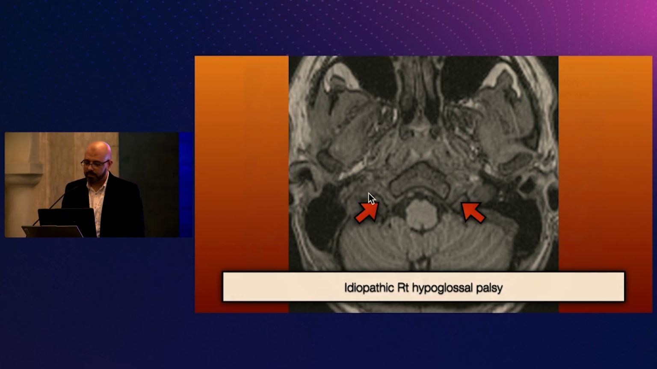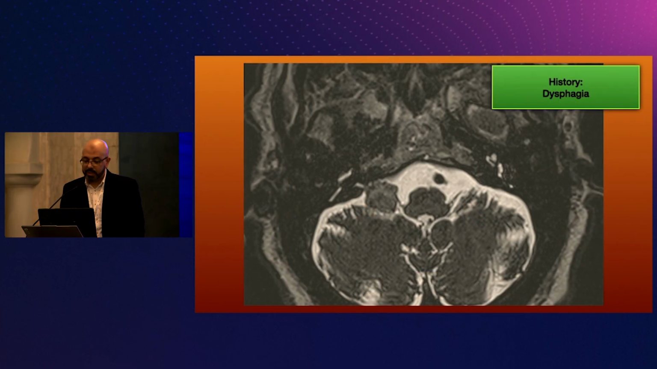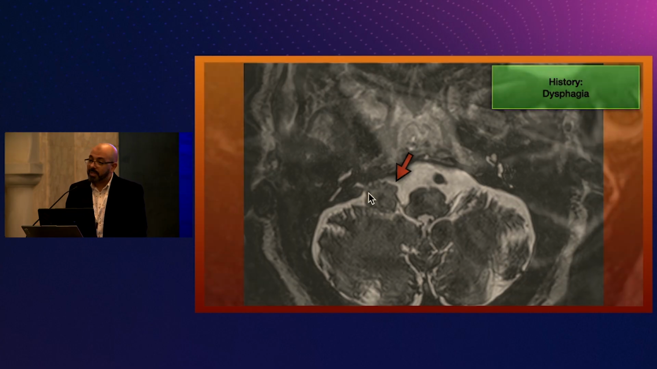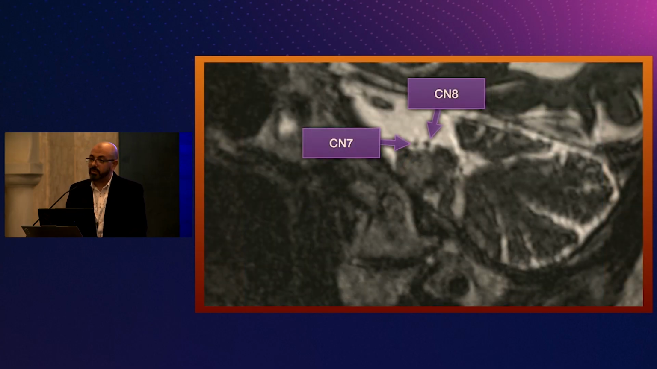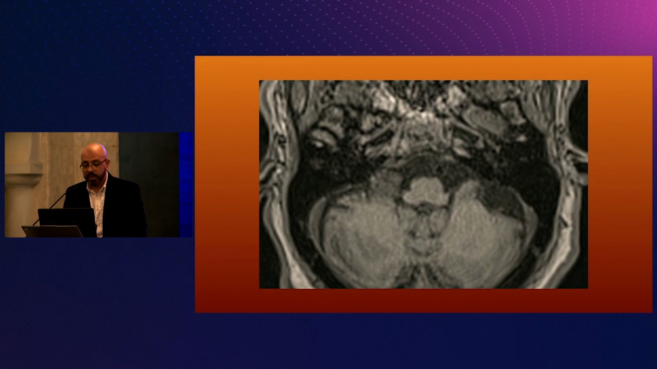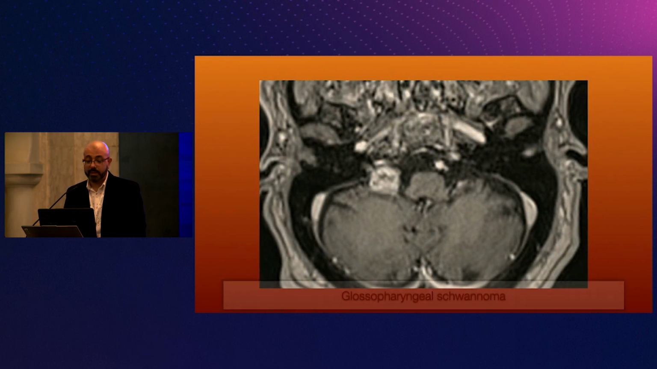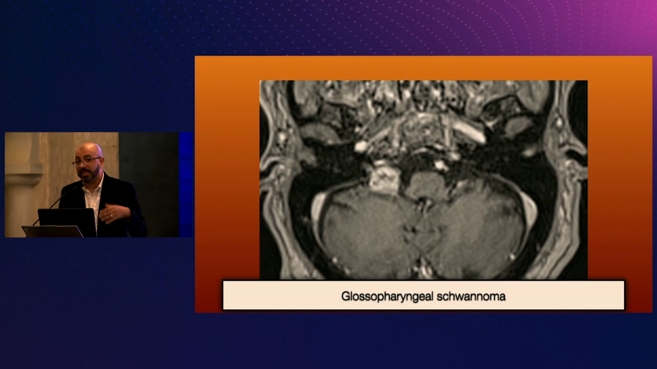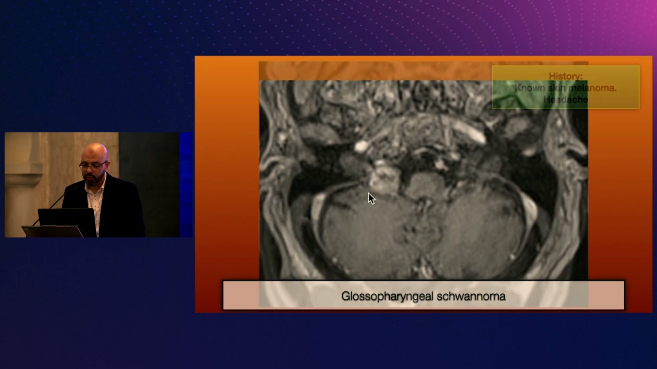Patient with dysphagia, and this is the FIESTA sequence. You can see a mass lesion just below the CPA on the right side, and on the sagittal you can see actually the two nerves. So these are cranial number 7, the facial, and the vestibulocochlear, and this lesion is just below it, which means that we're dealing with a nerve tumor coming from number 9. This lesion is T1 low signal, post-contrast, intense enhancement with central necrosis or central cystic component. These are typical signs of a schwannoma.